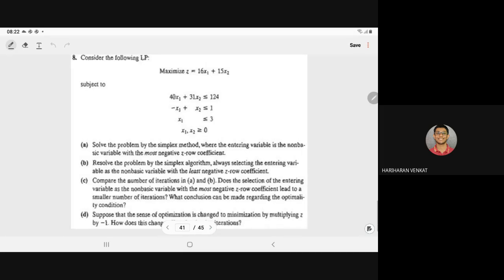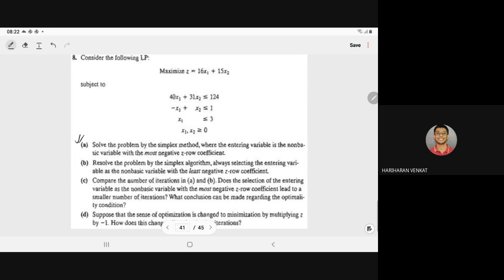Now, next question. Consider the following LP: maximize 16x1 plus 15x2 subject to 14x1 plus 31x2 less than or equal to 124, minus x1 plus x2 less than or equal to 1, x1 less than or equal to 3, x1, x2 greater than or equal to 0. Solve the problem by the simplex method where the entering variable is the non-basic variable with the most negative z coefficient. This is the usual method.